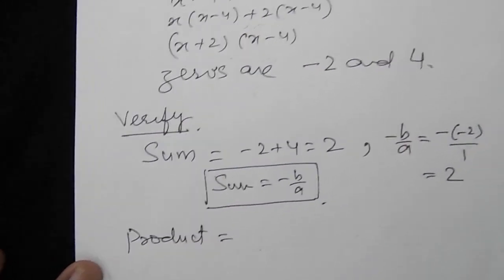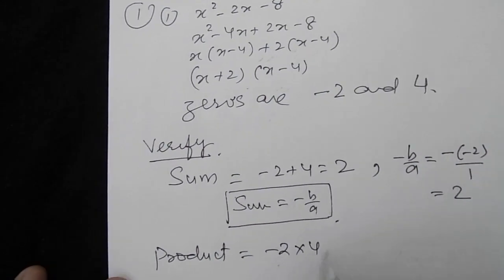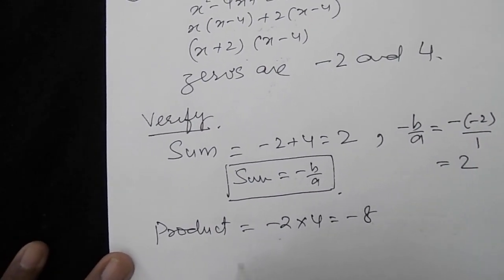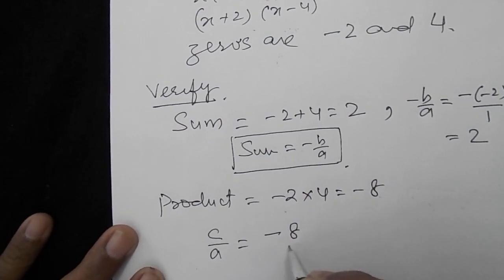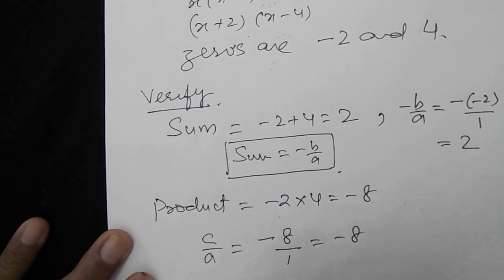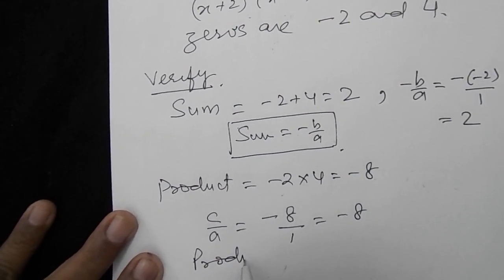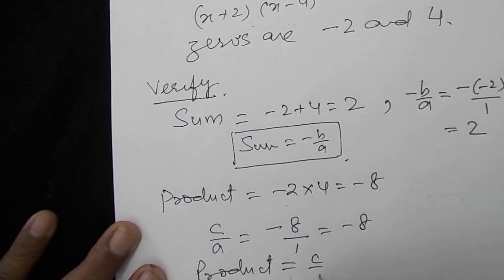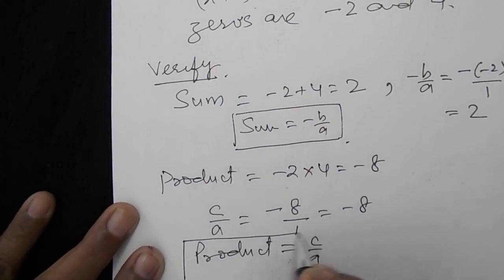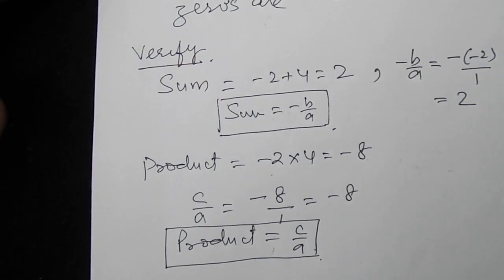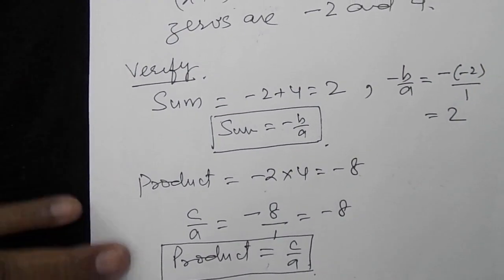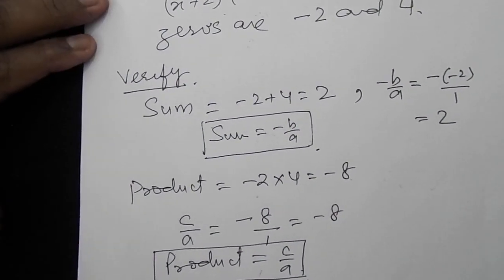The product of the two zeros, minus 2 into 4, is minus 8, and we also find c by a, that will be minus 8 upon 1, which is minus 8. Hence, students, the product is verified as c by a. So in every question, every part, you have to completely verify and solve the question.